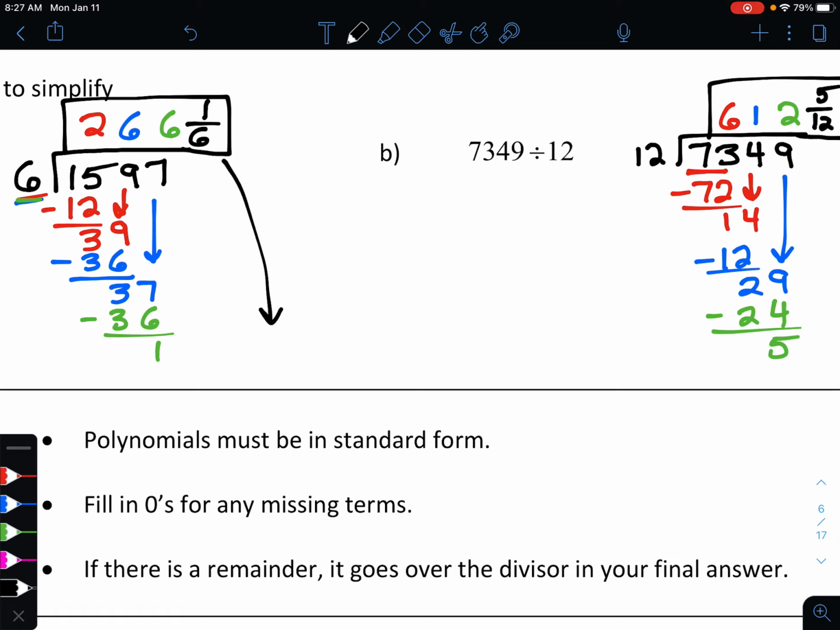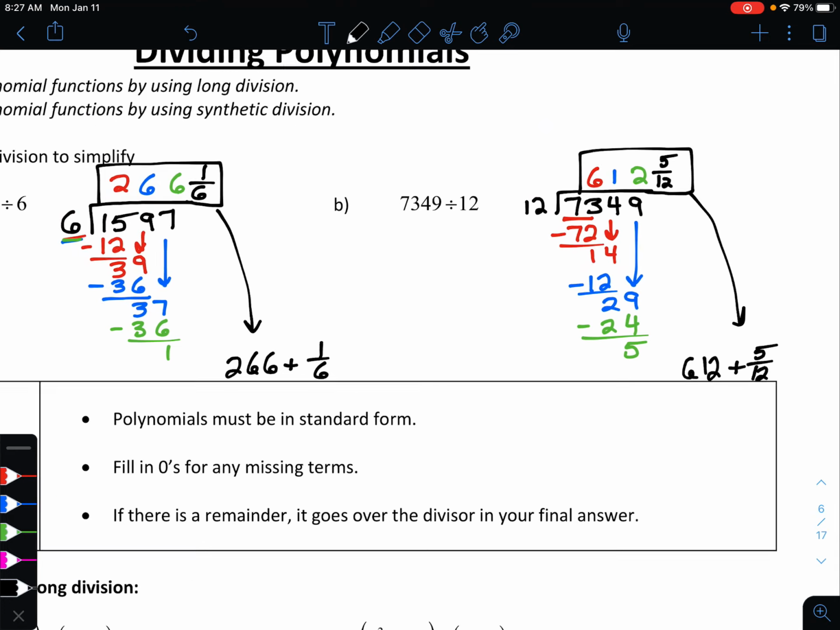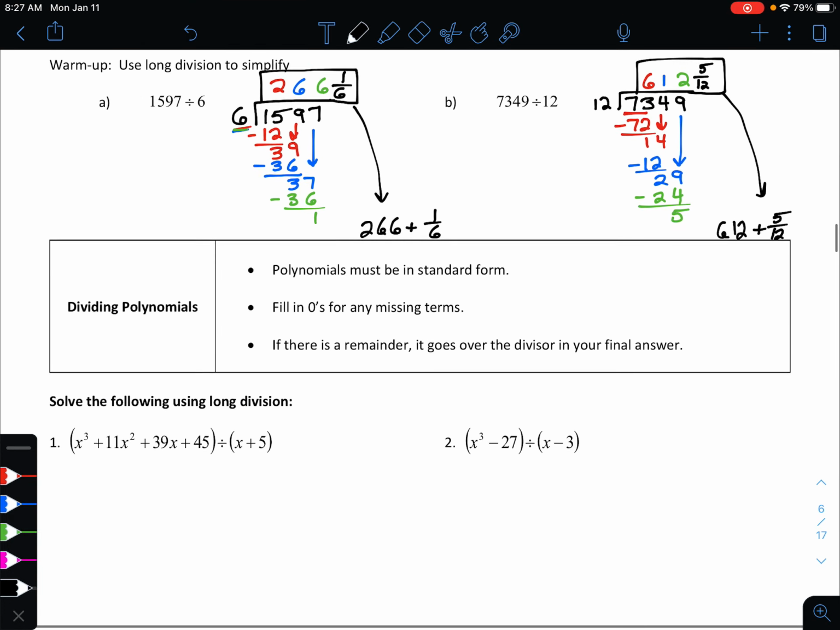In fact, with mixed numbers, we really should write them a little bit more carefully. Because really what we're saying when we say 266 and 1/6, that word "and" tells us that we're adding. In other words, this really should say 266 plus 1/6. And the same is true of B. When we say 612 and 5/12, what we really should be writing is 612 plus 5/12. Now, we usually get pretty lackadaisical with that notation. We usually are okay writing it that way, but with polynomials, it'll be important to remember that you are adding your remainder onto the end. So without further ado, let's see how this is going to work for polynomials.